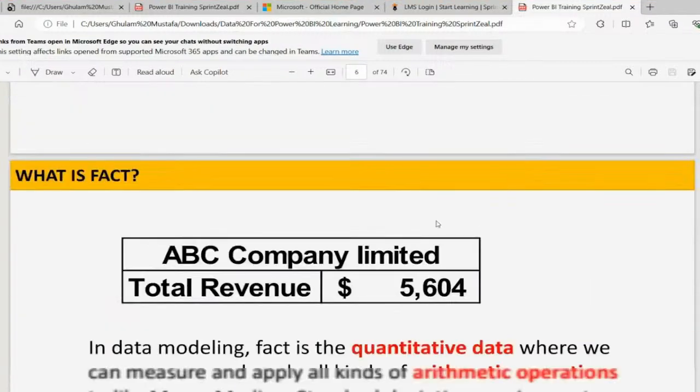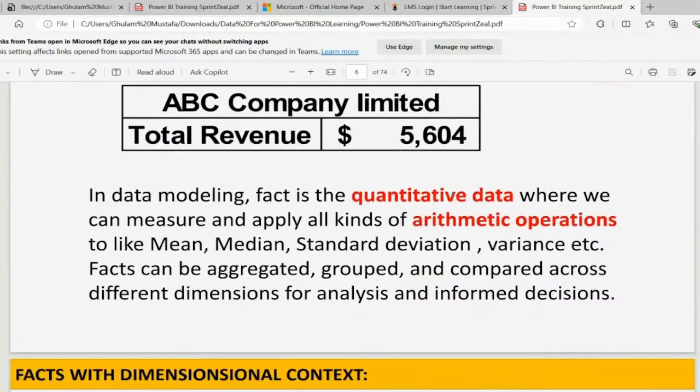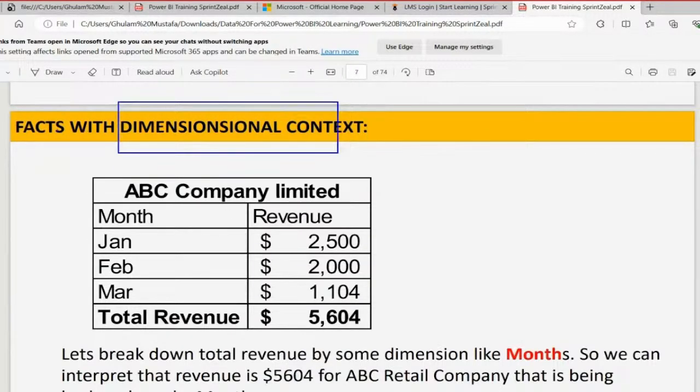As I mentioned, this is the number, quantitative data, where we can apply dimensions, and this is one dimensional context I applied to this fact. Which dimensional context did I apply? Month. Yes, a time dimension. Now this is my total value, which is the same, but it is split into multiple months. So this is my dimension.